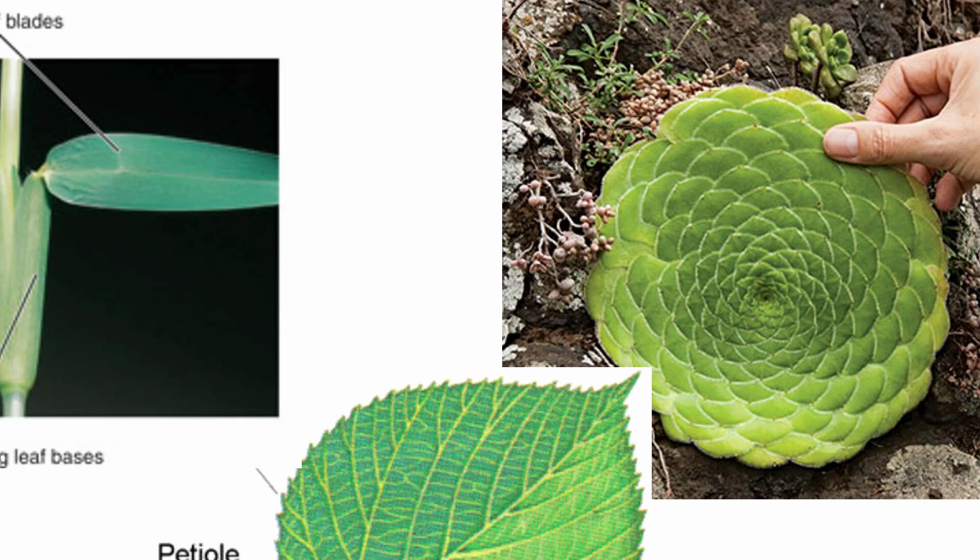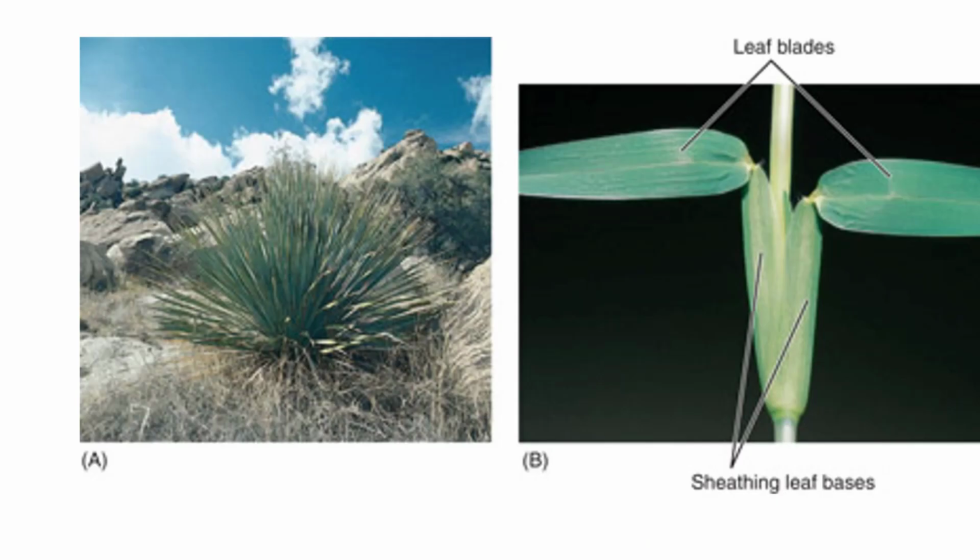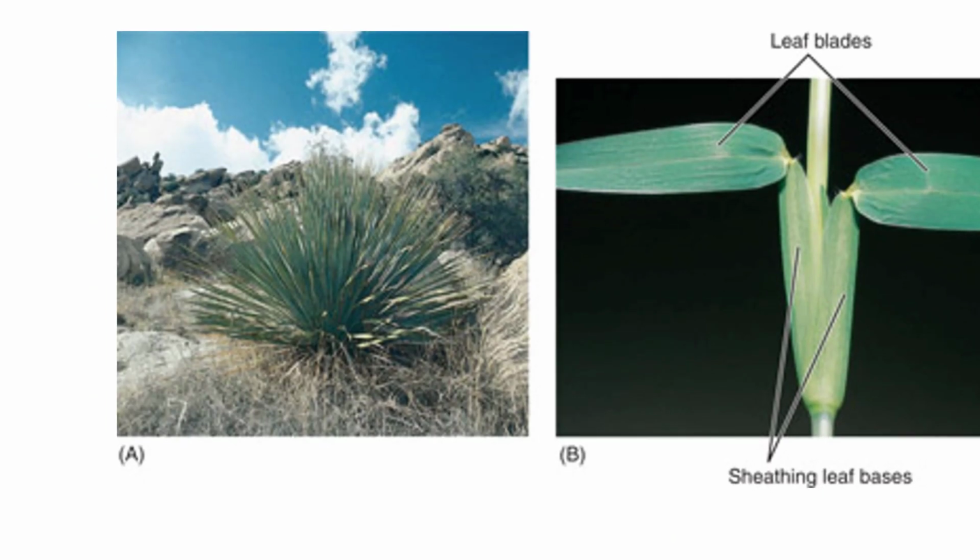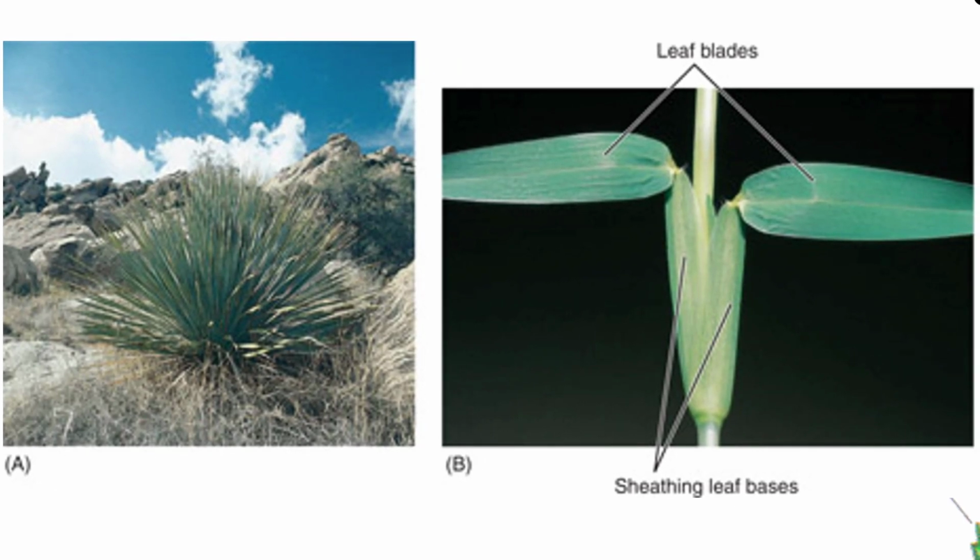Aeonium tabuliforme grows in intense sunlight. Self-shading is not a problem, but water conservation is. Close packing minimizes water loss from stomata. Long and tapered monocot leaves have no petiole. The base wraps around the stem to form a sheathing leaf base.